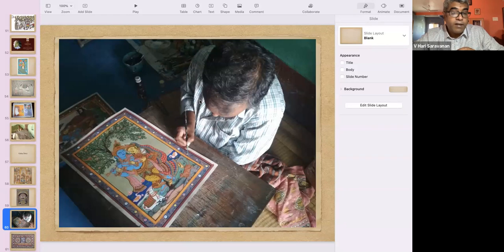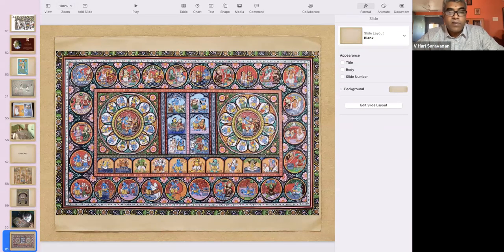But this is a very delicate art form where there is a process to de-starch the cloth, and then they make a mix of chalk powder and the glue from the tamarind seeds, and they paste it on the cotton sheet, and they rub it with two stones, making it a smooth surface, and they produce some really great masterpieces over here.